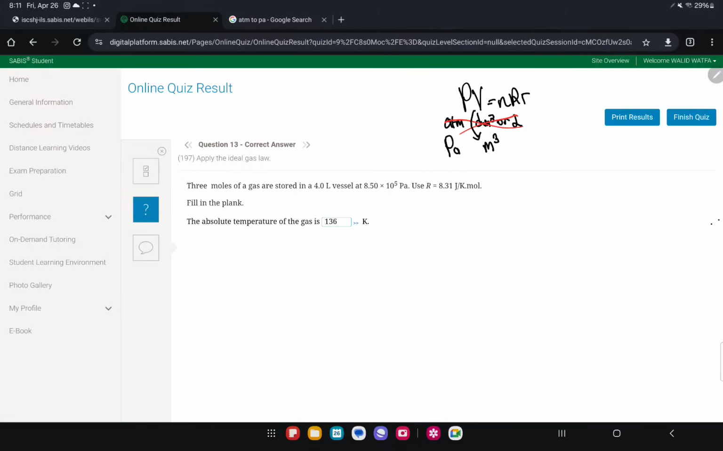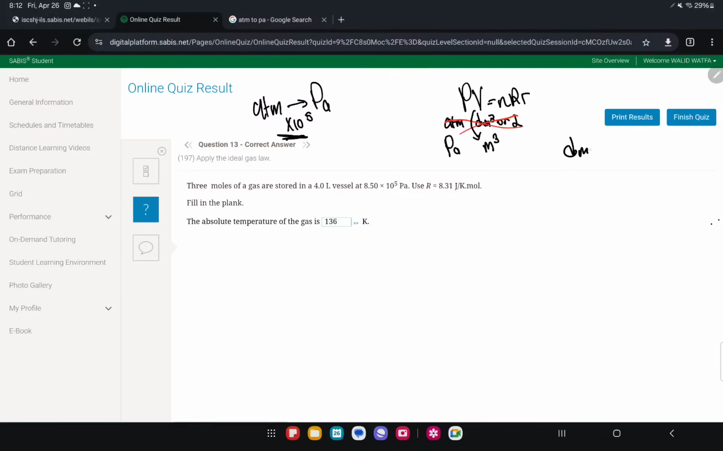Okay, I'm gonna write the conversions for all of these now. ATM to Pascal, you do times 10 to the power of 5. Okay, Pascal is bigger than ATM always. That's why you always see times 10 to the power 5, sometimes you see times 10 to the 6. If you want to go from ATM to Pascal, it's times 10 to the power 5. You rarely use this, okay, but just in case you need it.